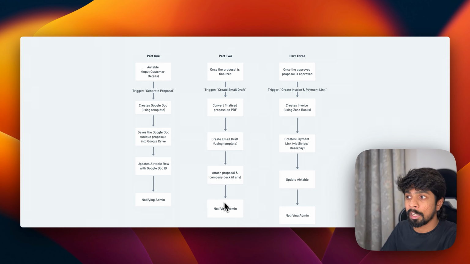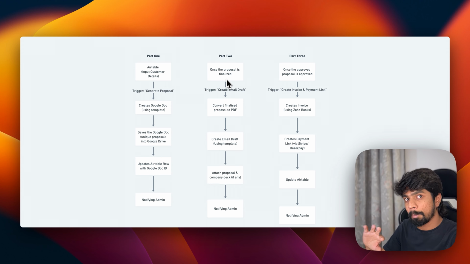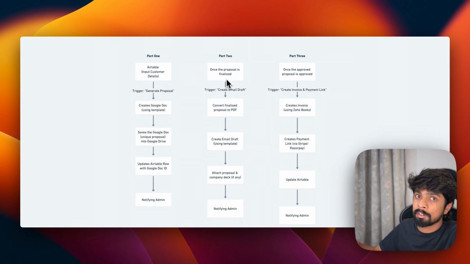This is part 2. So till here we have the generated proposal and the draft is created. Once your proposal is approved, it can be done manually, or you can directly automate that part where it is auto approved and then the invoice is created and the payment link.